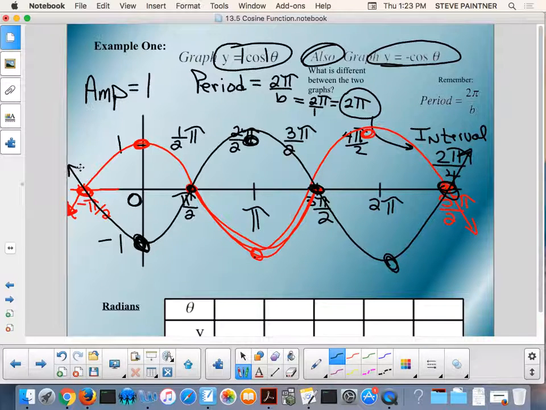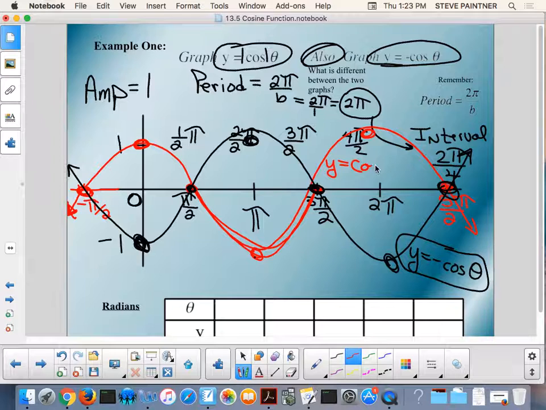No one's talking. Okay. This one's called y equals negative cosine of theta. Maybe you should do this. Just write the equation down for that graph. The red graph, what do we call the red graph? Y, yeah, it is the parent. You're right. Y equals cosine of theta, right?